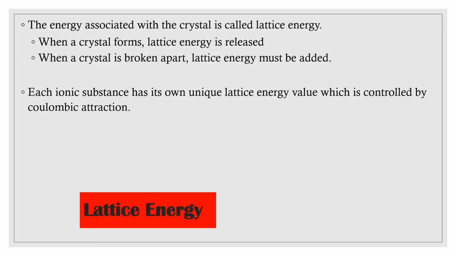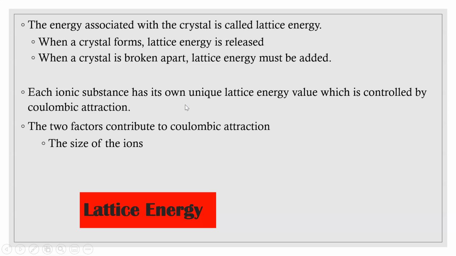So each ionic substance has its own unique crystal lattice energy value that's controlled by our old friend Coulombic attractions. Do you remember what the two characteristics are that control Coulombic attractions? Hopefully you do. Two factors are going to be, in this case, the size of the ions, not the size of the atom, but the size of the ions. Do we have big ions or little ions? And then also, what's the charge on the ions? And charge is actually going to have a bigger impact.